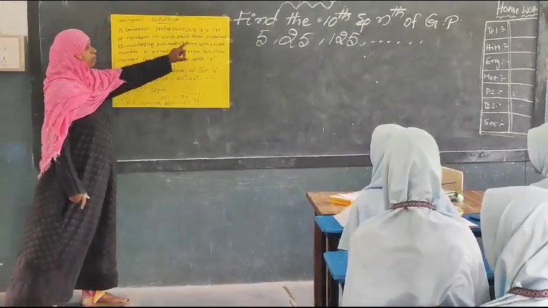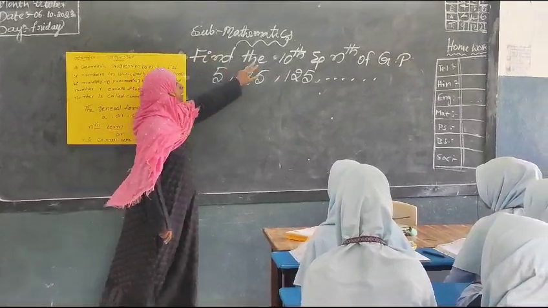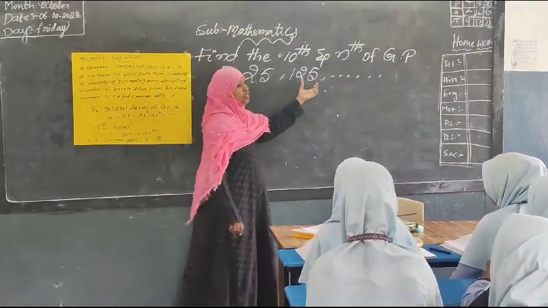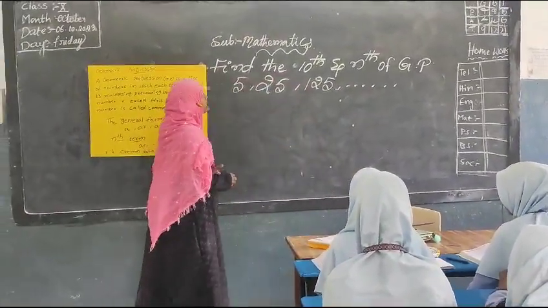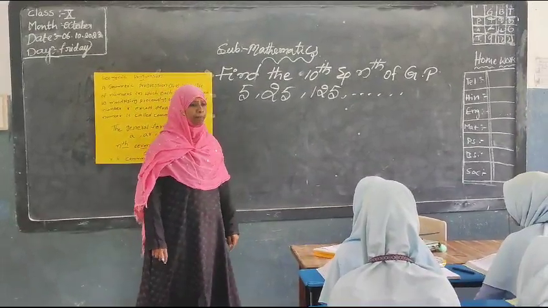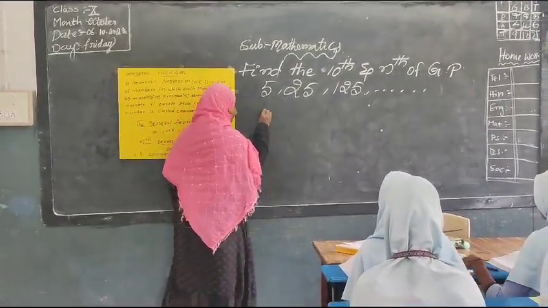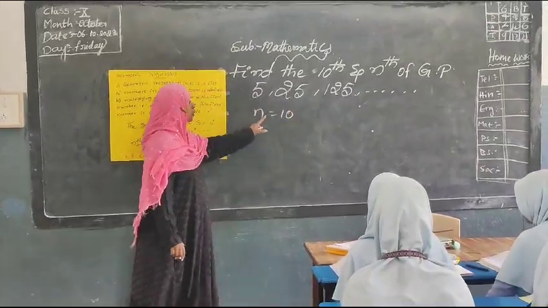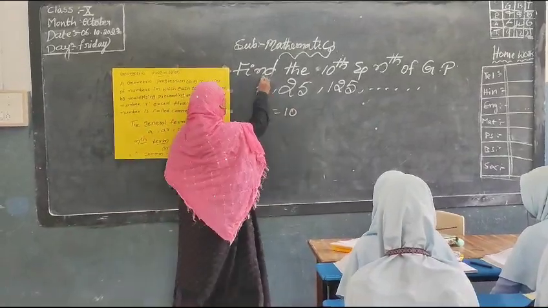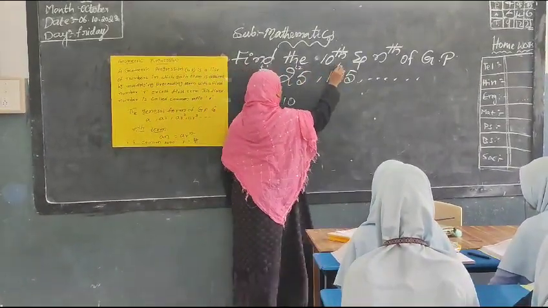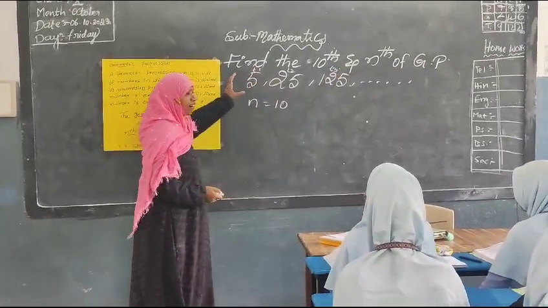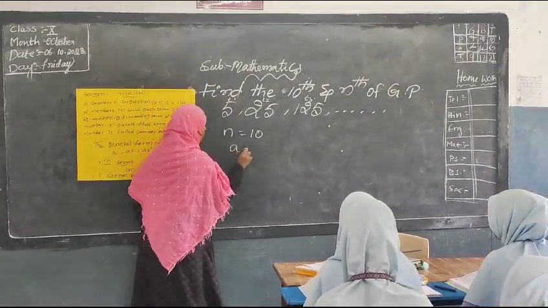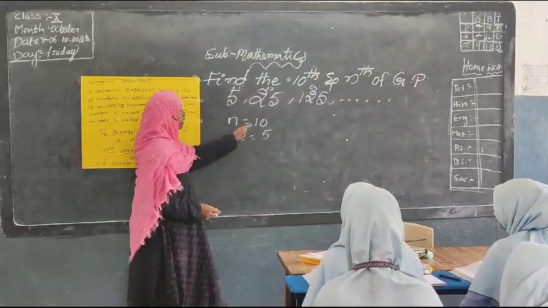For example, find the 10th and nth term of the GP 5, 25, 125, and so on. To find the 10th term, first write n is equal to 10. This is term 1, term 2, term 3, and so on. The first given number is the first term, so write a is equal to 5.